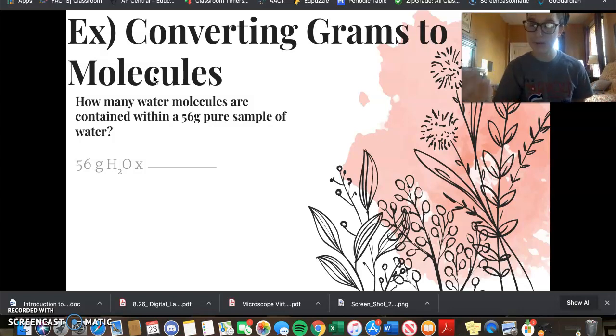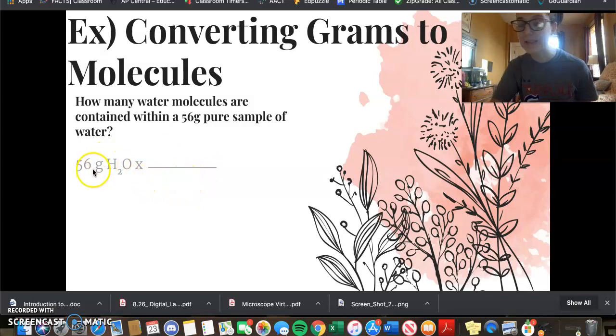So if we have 56 grams of a pure sample of water, first thing we have to do is find how many moles of water that is. We can't compare grams to molecules right away. We have to go through moles. So I'm going to be using molar mass again.